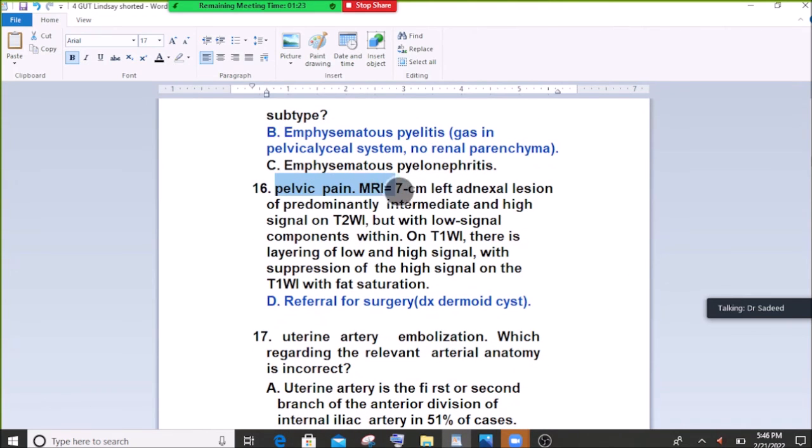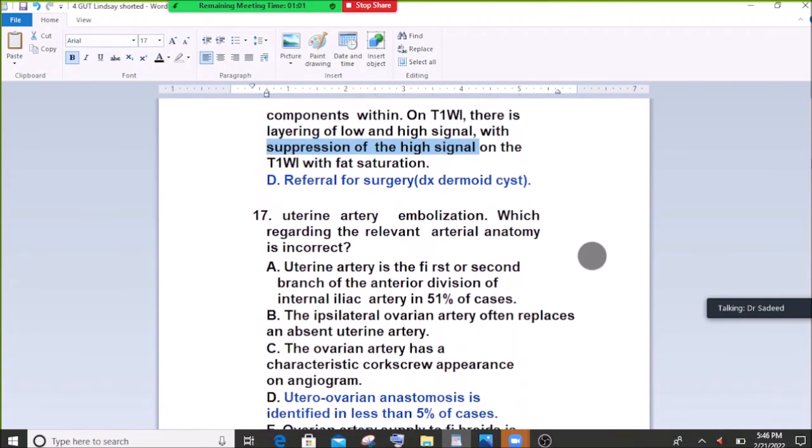16. Pelvic pain. MRI shows a 7 cm left adnexal lesion of predominantly intermediate and high signal on T2, but with a low signal component within it. On T1W, there is a layer of low and high signal with suppression of the high signal on T1W fat saturation. Diagnosis: dermoid, referred for surgery. On fat saturation there is suppression of the high signal on T1, so referred for surgery, dermoid.